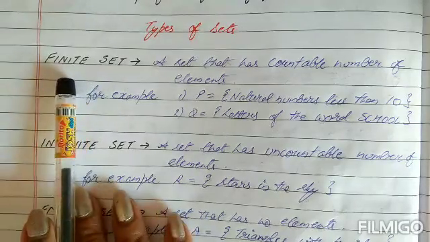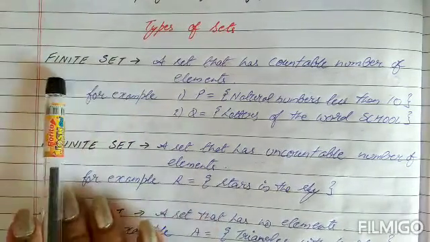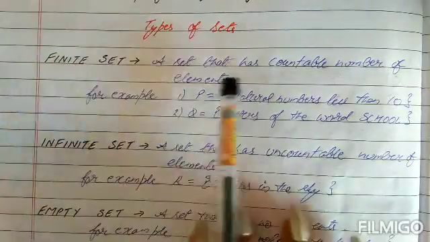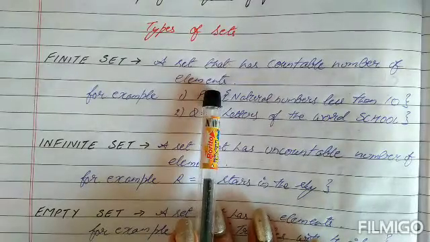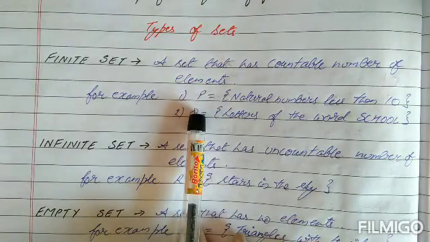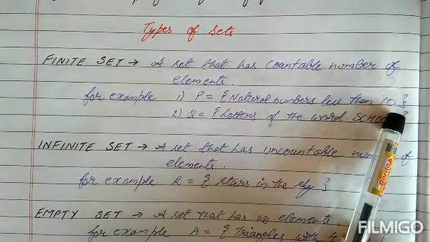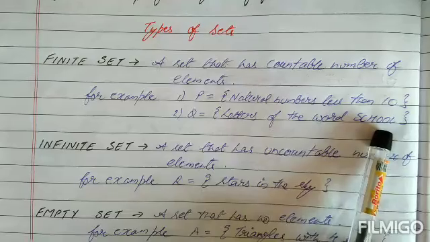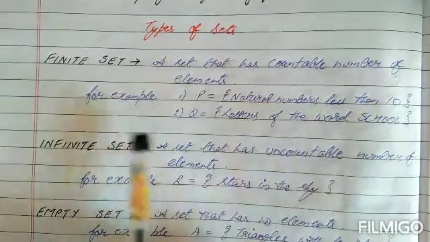The first we begin with is the finite set. Now the name is suggesting something which can be counted or which is definite. A finite set is a set that has a countable number of elements in it. That means you can count. For example, I have taken natural numbers less than 10. Now this can be counted very easily. So this is a finite set. Another one is letters of the word school. You can count them also. So these both are the examples of finite set.